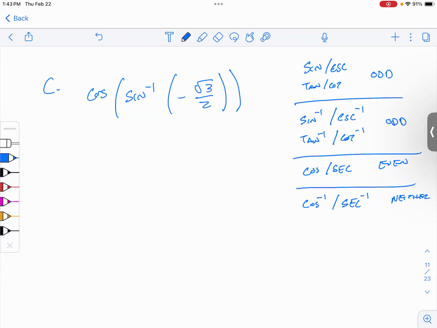Sign, S-I-G-N. All right. Well, when I have even and odd functions, it means I never have to deal with negatives. And that's super, super good news because negatives just mess everything up. So because sine inverse is an odd function, this actually becomes negative sine inverse of root 3 over 2. And this is because it's odd.